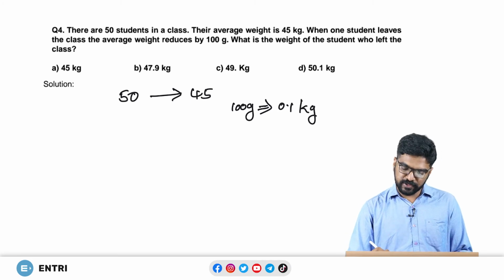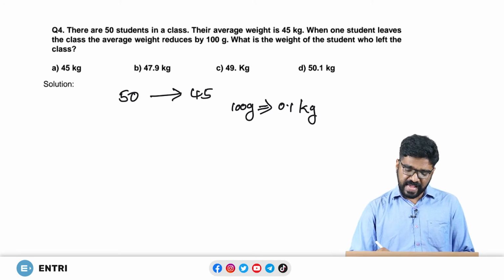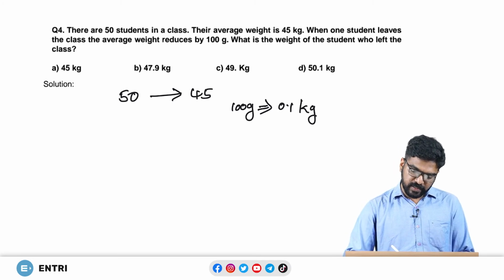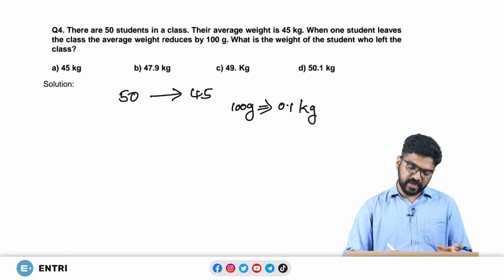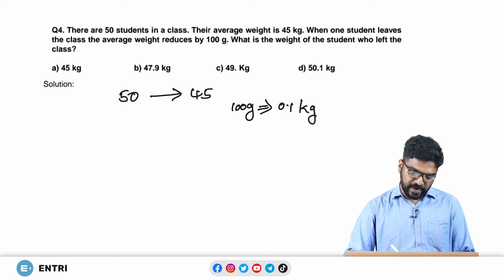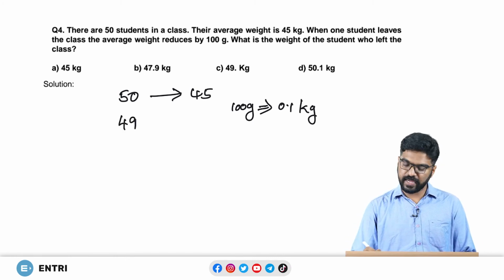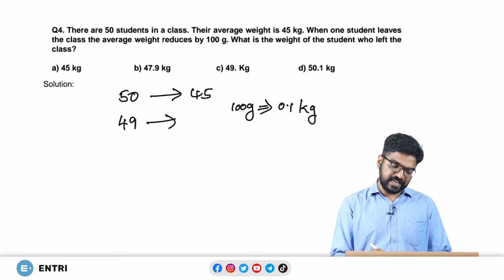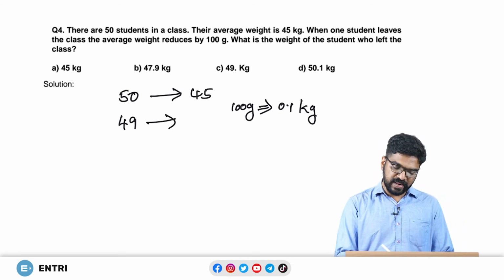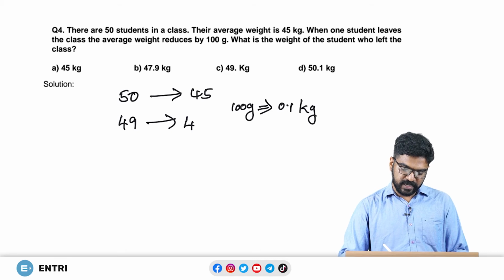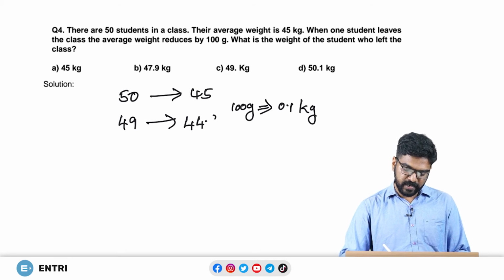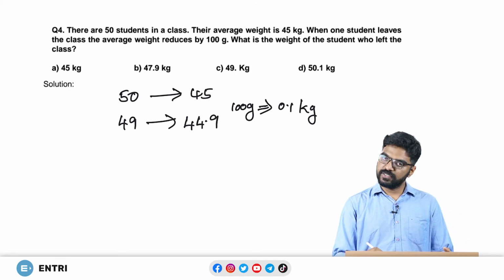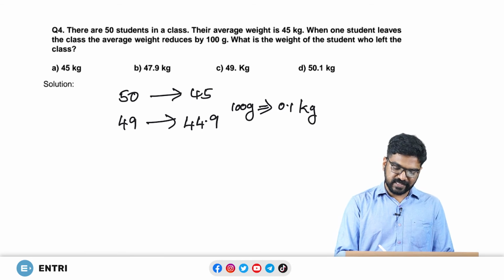Now look at the values over here. What we have here is the person is leaving the group. One student leaves the class. So the new value will be nothing but 49. And the average of the group has been decreased. So the new average will be nothing but 44.9. Right? So this is what happened. So I just expressed this grams in terms of kilogram and there is a decrease.